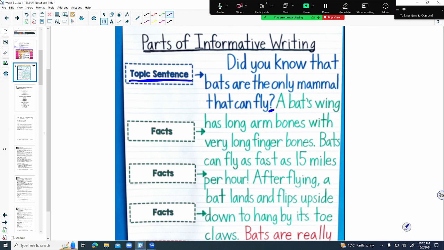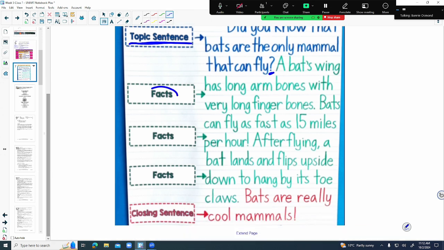And then after you read that question or that statement, you know that the rest of this paragraph is going to tell me about making moccasins or scraping a moose hide. The difficulty involved. Or the fun, whatever. Next, you're going to write your facts or your details about, in this case, bats being the only mammals that can fly. First detail, a bat's wing has long arm bones with very long finger bones. Second detail, bats can fly as fast as 15 miles per hour. Third detail, after flying, a bat lands and flips upside down to hang by its toe claws.